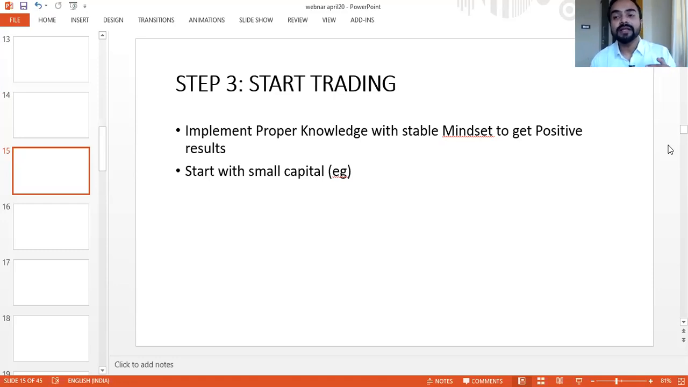Because in the beginning, there is a higher probability that you will make losses, and your starting losses should be small, so that you get an idea of that. And if you become profitable in the first few months, then you can increase your capital. That you can do anytime. So that's why this is one suggestion from my side: start with small capital only, even if you have large capital.